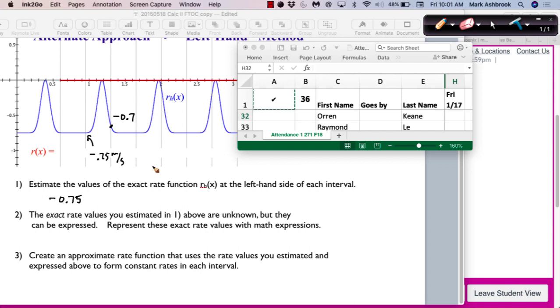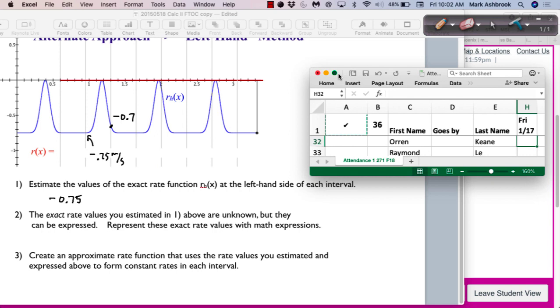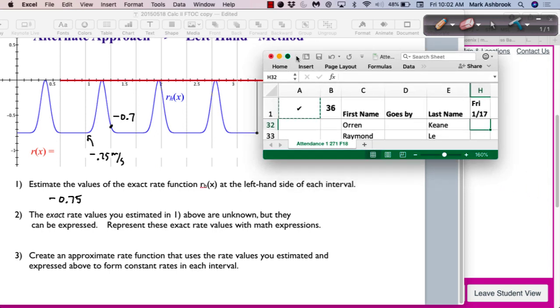And then after you get done with the 8 values, the estimates, then number 2 is write a representation. Write symbols that represent each of those numbers, the exact value of each of those numbers. Okay? Keep going. Everybody keep going. Good job. So for number 2, write the math equation, function notation, yes, right.